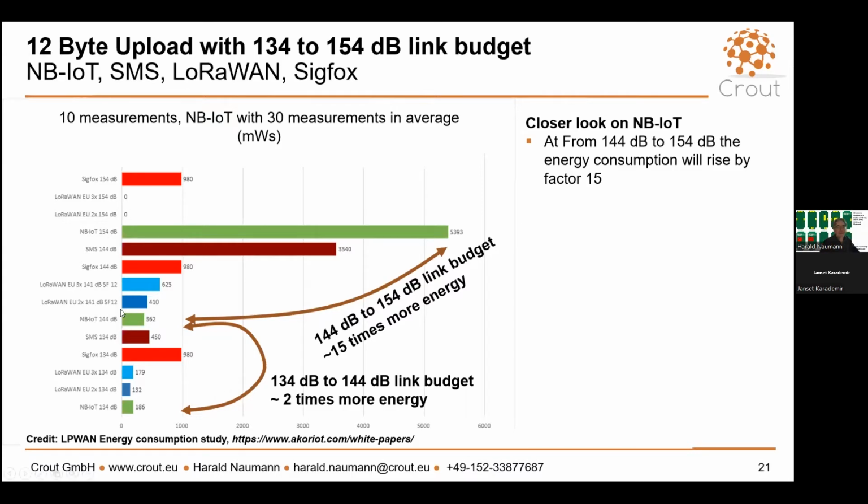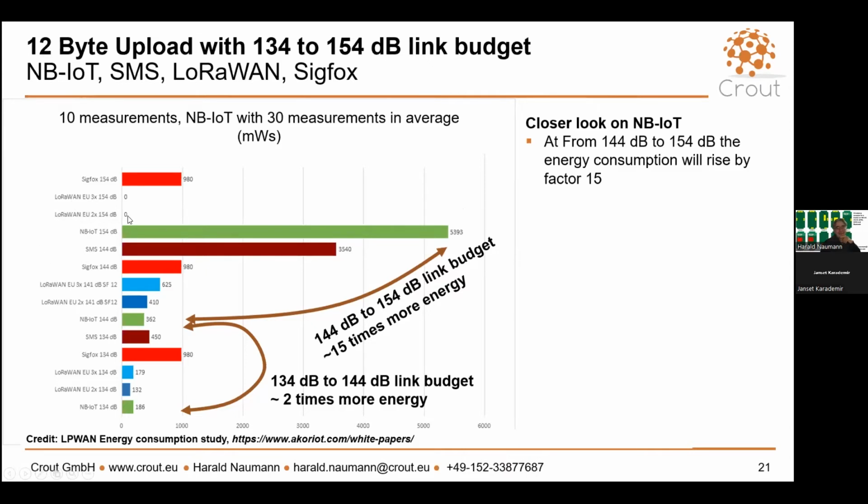And if we come to 154 dB link budget, then LoRa is lost because it is limited to, let's say, 142 dB link budget. More is not possible. You can try, you will not achieve it. But there is a drawback on narrowband IoT as well. With 10 dB more, we need 15 times more energy. So it's not a free lunch. So you should avoid this region.